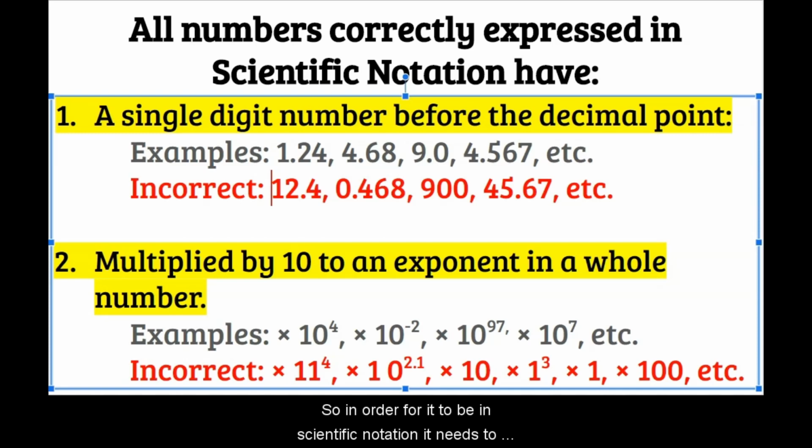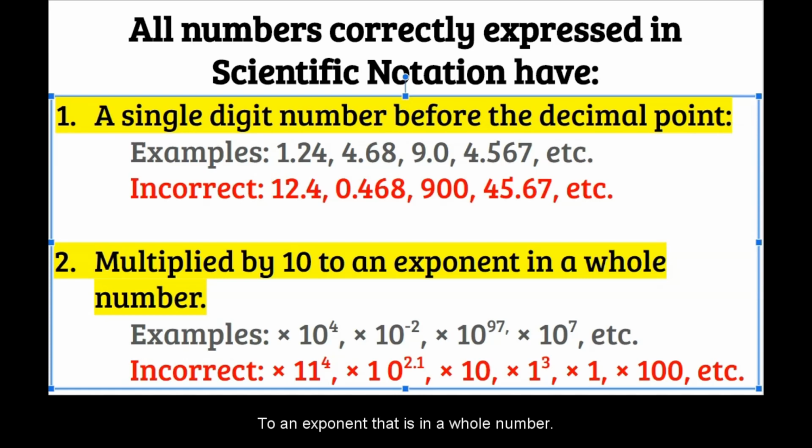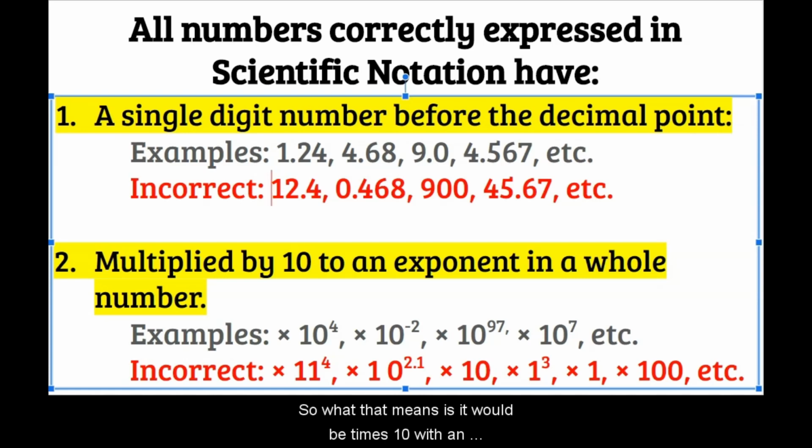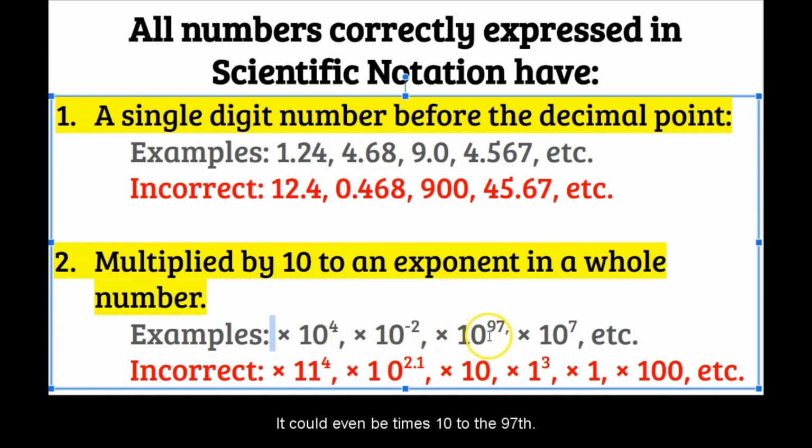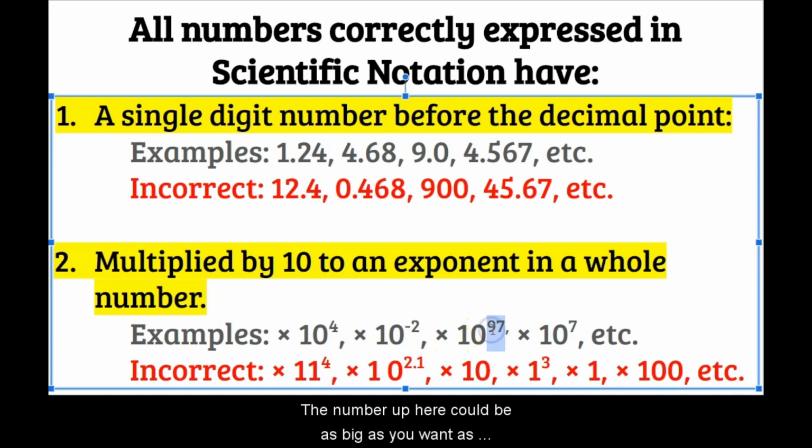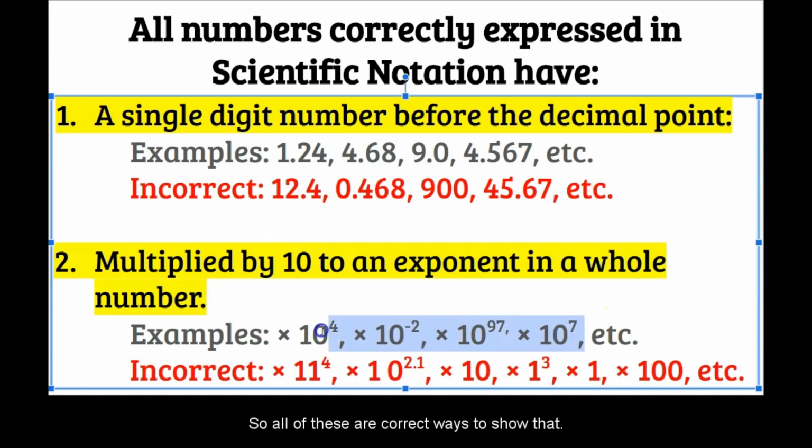So in order for it to be in scientific notation, it needs to be multiplied by 10 to an exponent that is a whole number. So what that means is it would be times 10 with an exponent of 4. And I usually call this times 10 to the 4. Or times 10 to the negative 2, also known as times 10 exponent negative 2. It could even be times 10 to the 97. The number up here could be as big as you want as long as it's a whole number. It can also be negative as long as it's a whole number. So all of these are correct ways to show that.